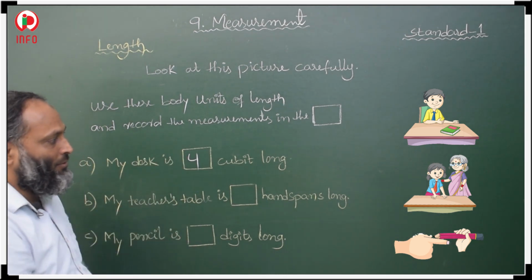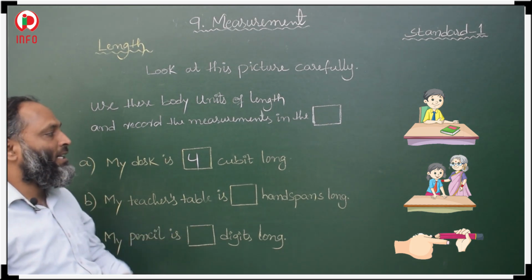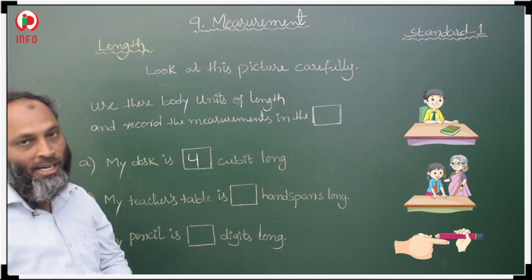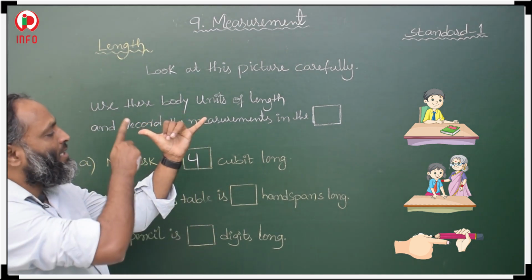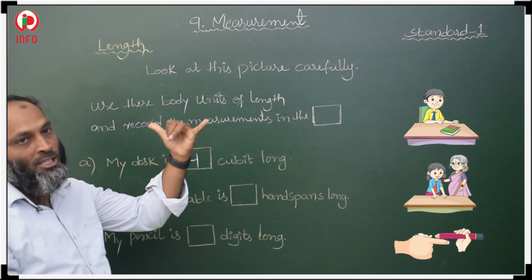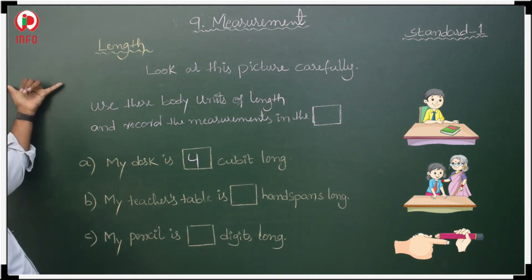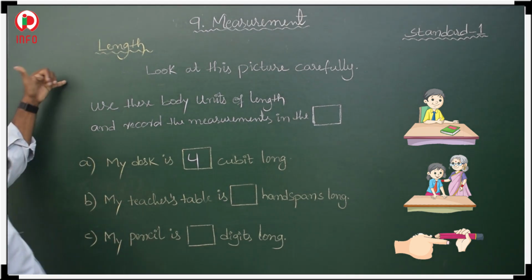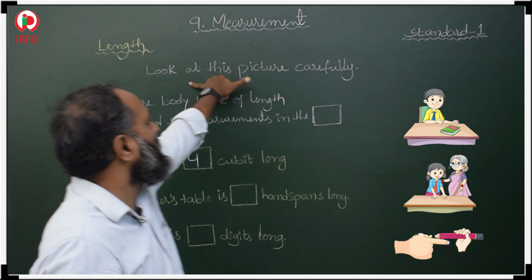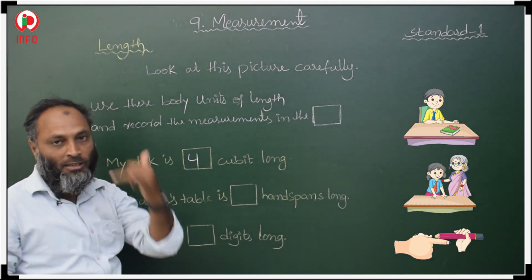The first picture is over. And the second picture, my teacher's table is dash hand span. What is a hand span? Hand span means the distance from thumb to the last finger. Thumb to last finger, the distance is hand span. Now you count how many hand spans. This is 1 hand span, then 2 hand spans, then 3 hand spans, then 4 hand spans, then 5 hand spans. Like this we have to find the distance using hand span.